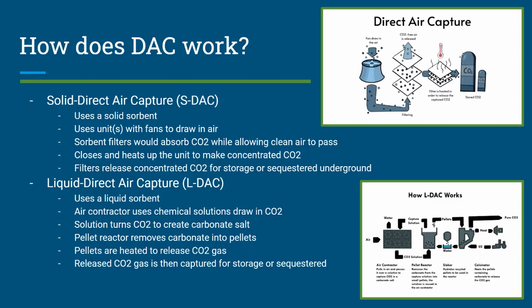LDACs, on the other hand, are a bit more complicated as they work on two different loops. The first loop uses an air contactor, which uses chemical solutions to draw in CO2 and turn it into carbonate salt, which is moved to a pellet reactor to remove the carbonate from the solution. The solution is then reused in the air contactor, and the carbonate, which is now in pellets, would go to the calciner, which is the second loop.